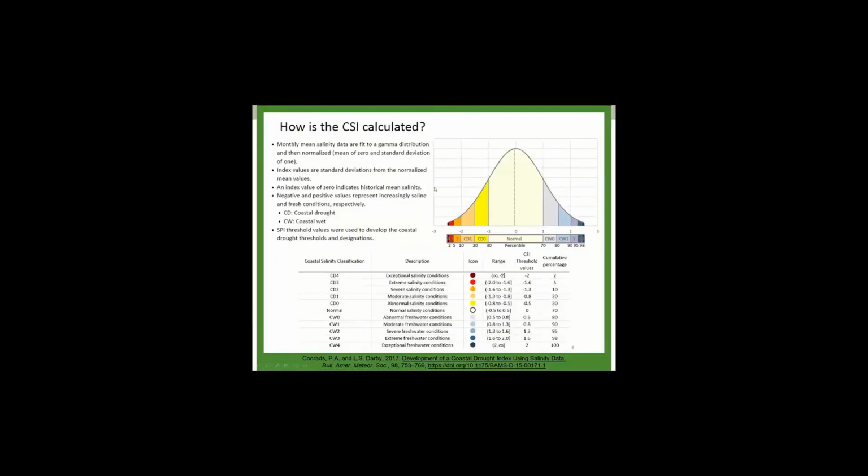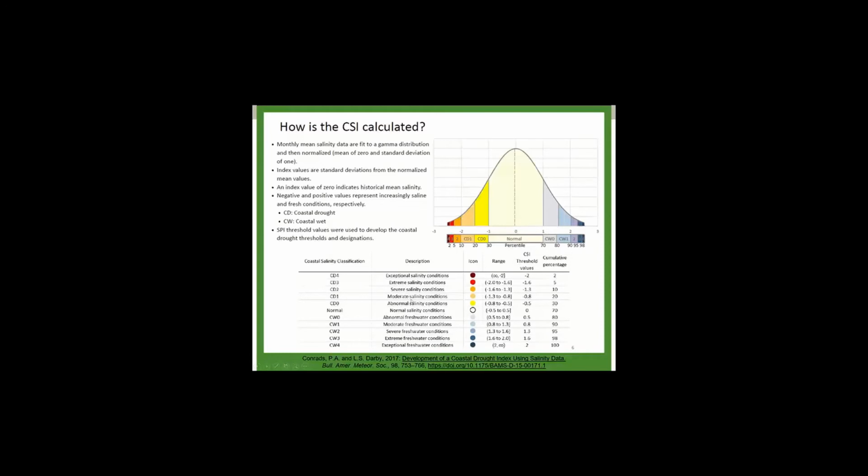The Coastal Salinity Index uses an approach similar to the standardized precipitation index. Instead of using precipitation, the Coastal Salinity Index shows the probability of recording a given amount of salinity. Monthly mean salinity values are fit to a gamma distribution and normalized with a mean of 0 and a standard deviation of 1. Index values are standard deviations from the normalized mean value. So an index value of 0 indicates historic mean salinity. Negative values and positive values represent saline and freshwater conditions, respectively.